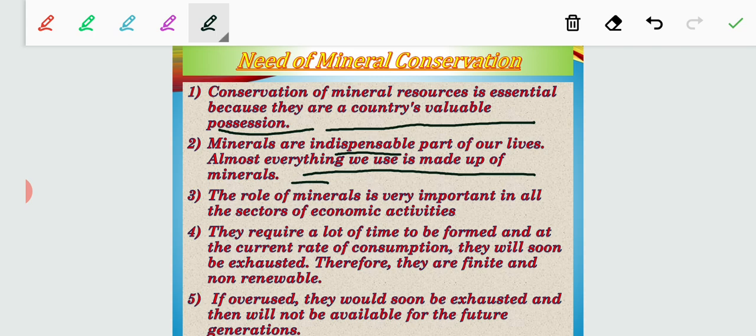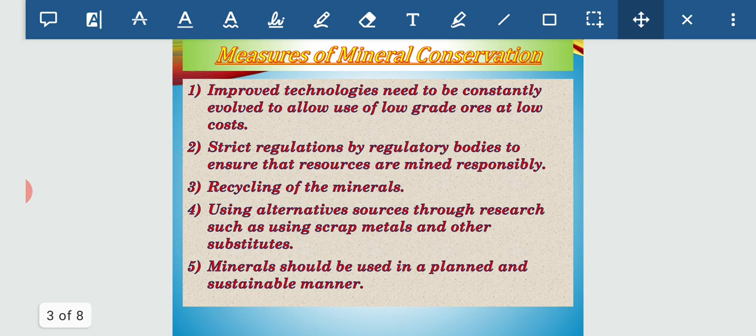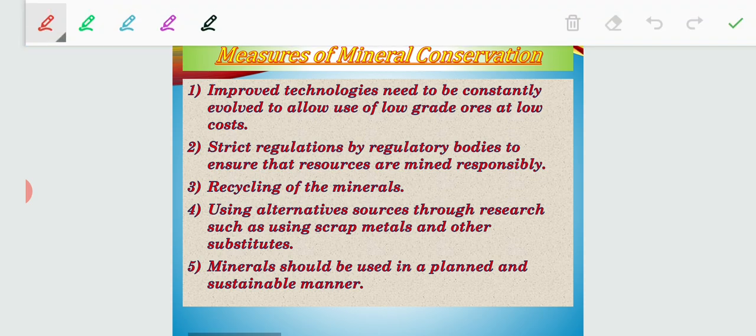Now, how can we conserve it? Let us proceed to the next topic: what are the ways or measures of mineral conservation. Number 1, we have to improve our technology. Currently, good quality or good grade minerals are extracted, and the poor, inferior qualities are just kept in the reserves. So we have to improve our technology so that we can use low grade ores also, reducing the burden on good quality minerals. That means optimum utilization of the mineral content.